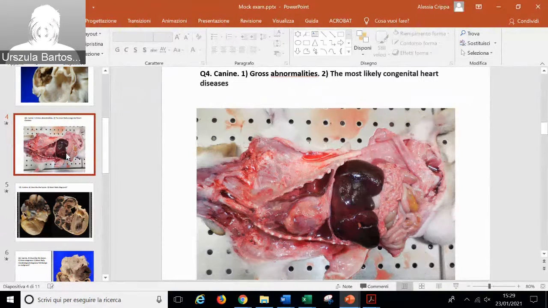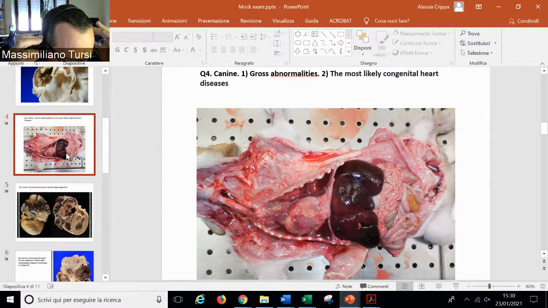I wrote cardiomegaly, more pronounced on the right side, pleural effusion, hepatomegaly, signs of right-sided congestive heart failure. Okay, I think it's a good interpretation. Julie?